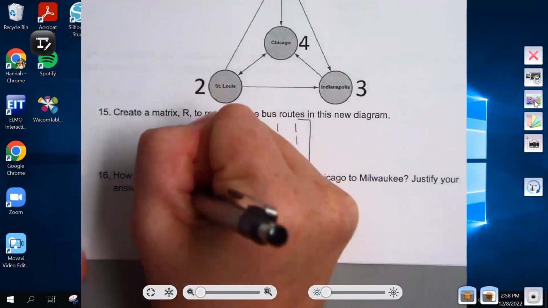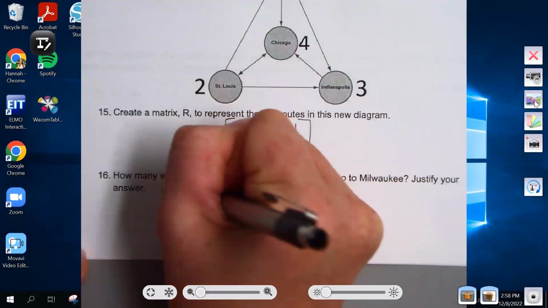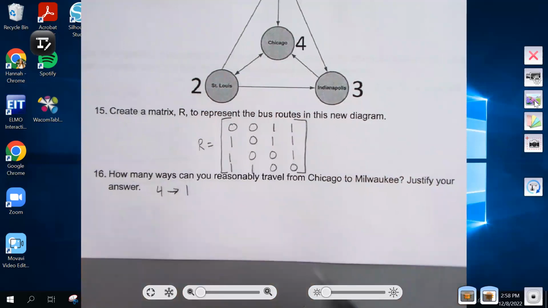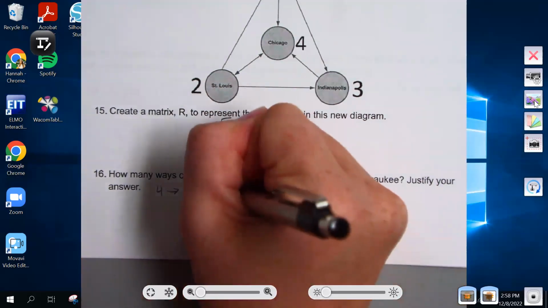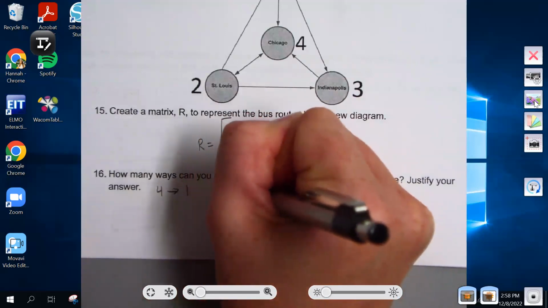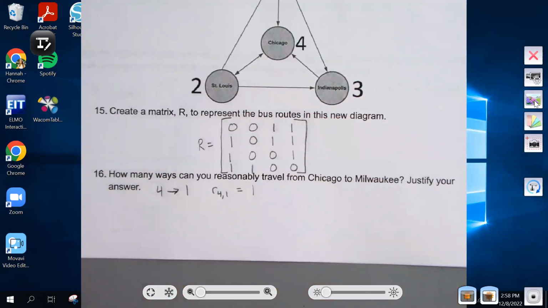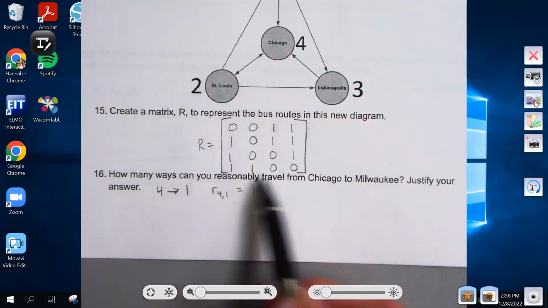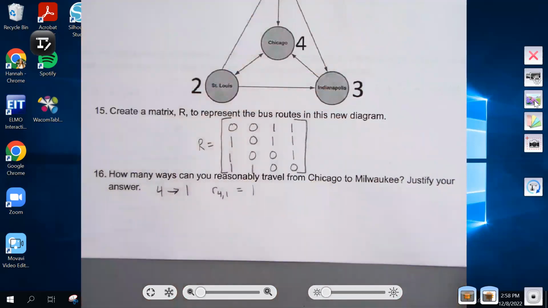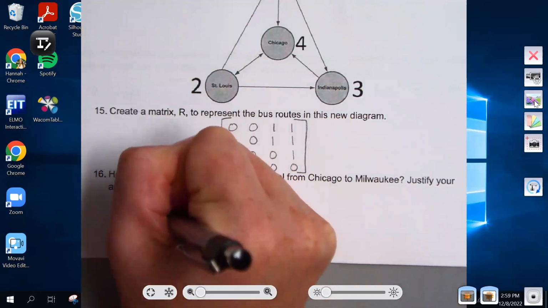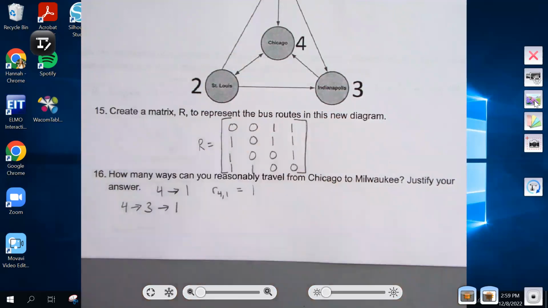So you can go from Chicago to Milwaukee, so 4 to 1. If you use the matrix to represent that route, that would be R4,1, and that number is 1. Okay, if you're thinking just without looking at the diagram, if you're thinking of the different ways you could go, you might think of going from 4 to 3 to 1.